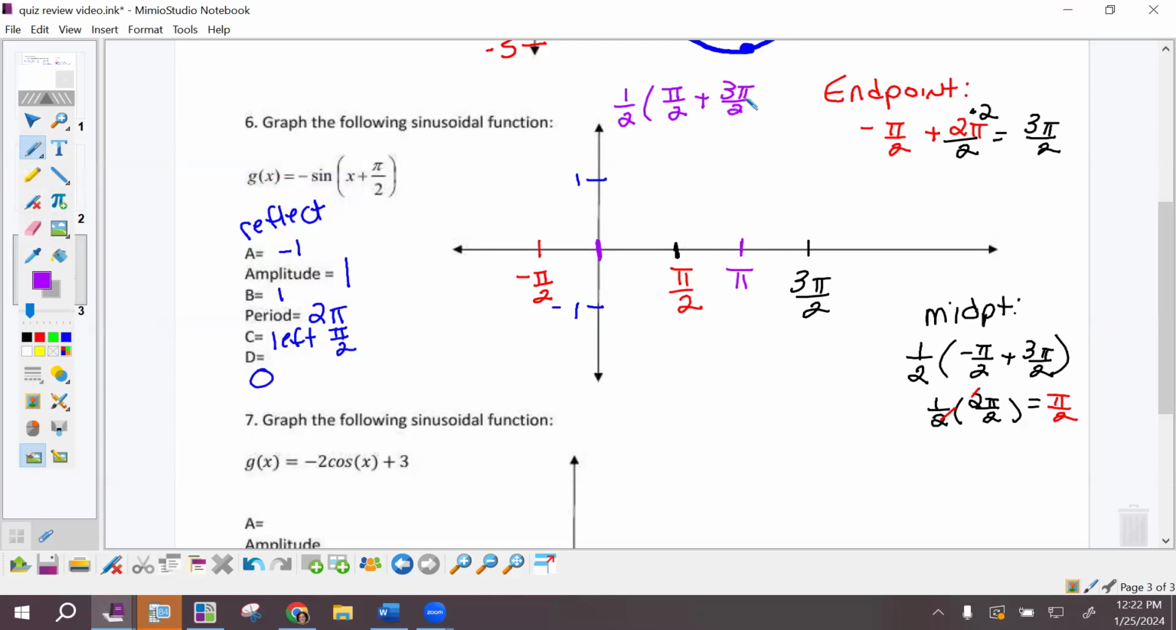1/2, add up the endpoint. And then from here, that's 1/2 of 4 pi over 2, which is 4 pi over 4, and that's how I get this value of pi. So now for our graph, it's sine reflected. So midline, minimum, midline, maximum, midline. Put arrows on the end.